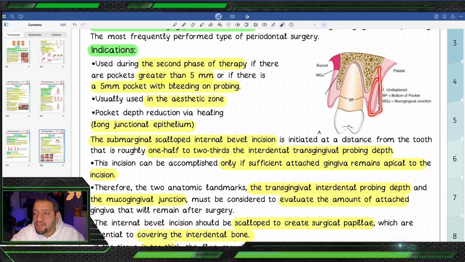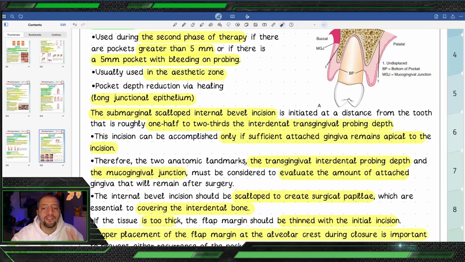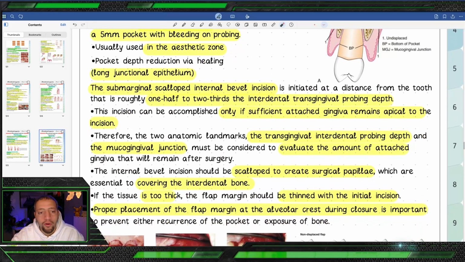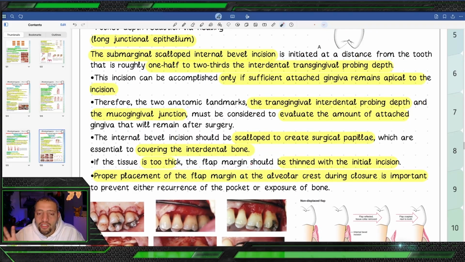So before you discuss this surgery, you should confirm the presence of sufficient attached gingiva by doing interdental transgingival probing depth. Therefore, the two anatomical landmarks, transgingival interdental probing depth and the mucogingival junction, must be considered to evaluate the amount of attached gingiva that will remain after surgery. The key word here, or the magic word, is attached gingiva. When we do surgery, we would love our gum to be closely adherent to the bone. If it's not closely adherent, the surgery will be doomed to fail for sure.